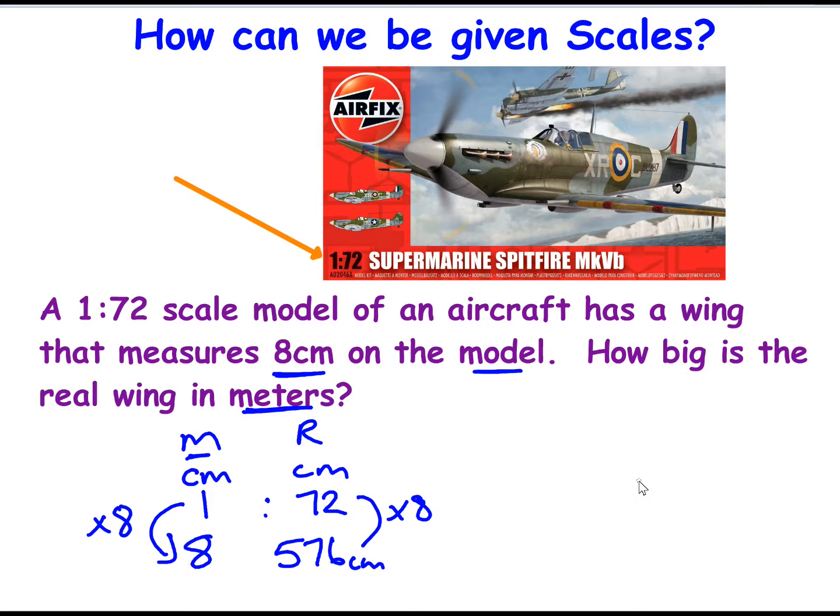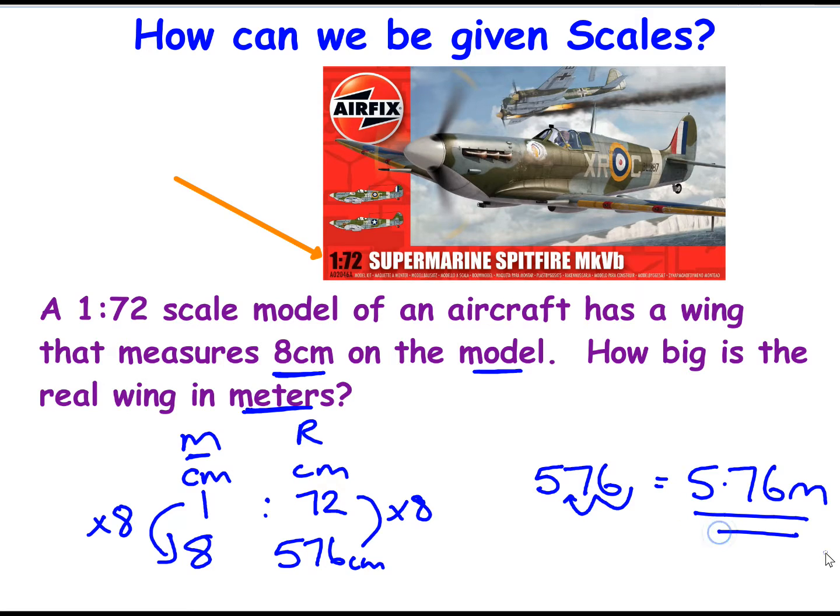Now it's asked for the answer in meters, so this is one of their favorite questions because it also tests your knowledge on measures, which we did in a previous lesson. So I've got 576 centimeters. So to turn centimeters into meters, I divide, because I'm going from small to big, centi meaning 100, so it's 5.76 meters, and that's our answer.